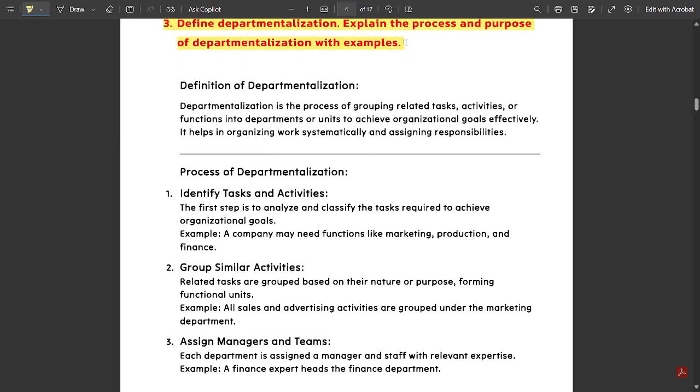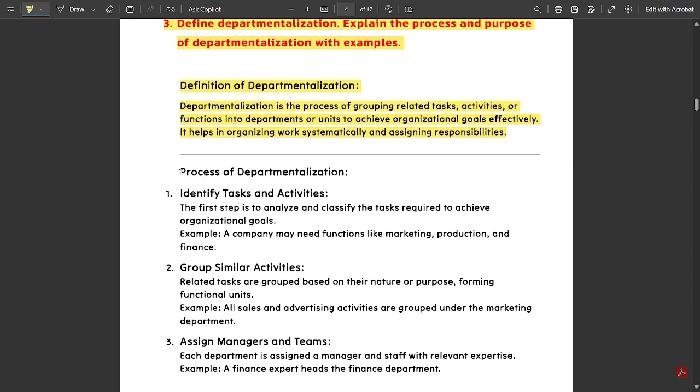Define departmentalization and explain the process and purpose of departmentalization with example. Okay, so this is the next question. Definition of departmentalization. Departmentalization is the process of grouping related tasks, activities, or functions into departments or units to achieve organizational goals effectively. It helps in organizing work systematically and assigning responsibilities. Okay, for systematic work under any organization or management level, departmentalization is very important, in order to make the flow of work in a very good manner.